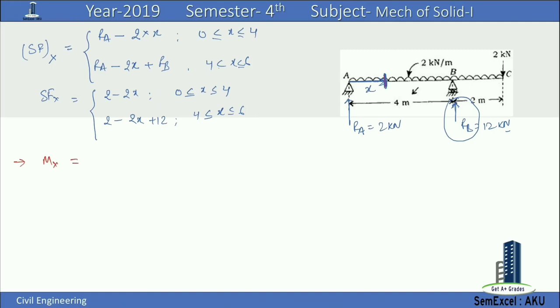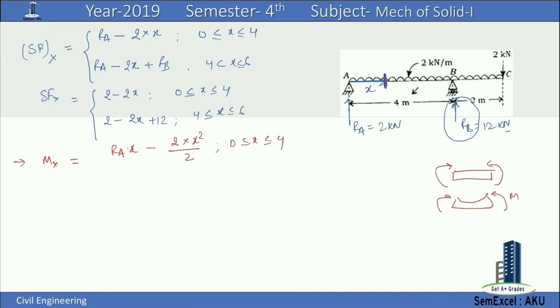Here we are taking sagging moment. Suppose this is a section, and this sagging moment is a positive moment. Then it will be equal to reaction RA into x, moment is equal to force into distance, minus the moment due to the UDL, which is WL square by 2, meaning UDL w into distance x square by 2. This is valid only when x is between 0 to 4.